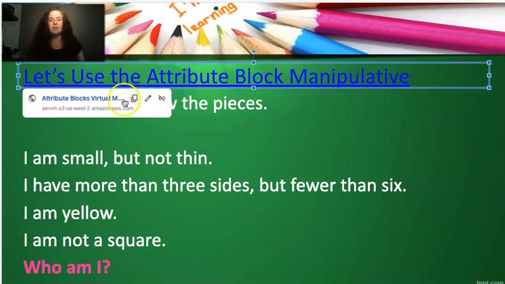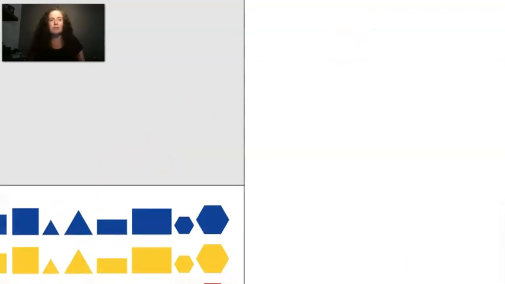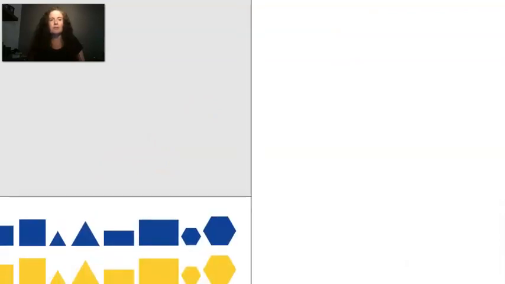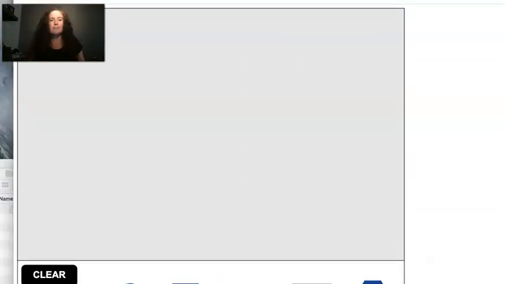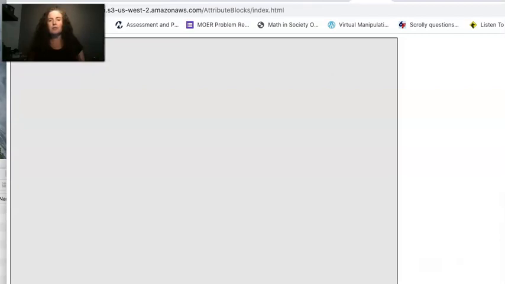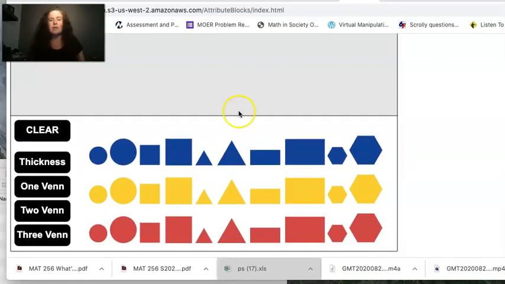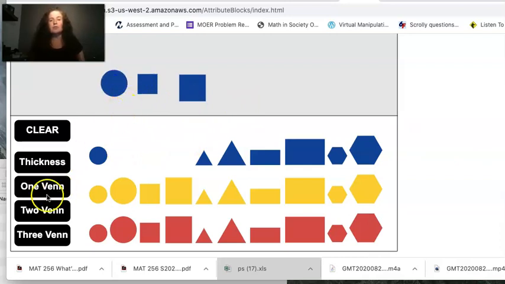So in the attribute blocks, we're going to get to know the pieces. So let me show you what they look like first. So attribute blocks, you can only see part of the screen. Let me see if I can get it in there better for you. So if you look at our attribute blocks, there's a blank screen, and then at the bottom you can see all the different shapes. I'll scroll down so you can see them. And you can drag them onto the screen and use them. You can also use a 1 circle, 2 circle, or 3 circle Venn diagram. So that's very nice.